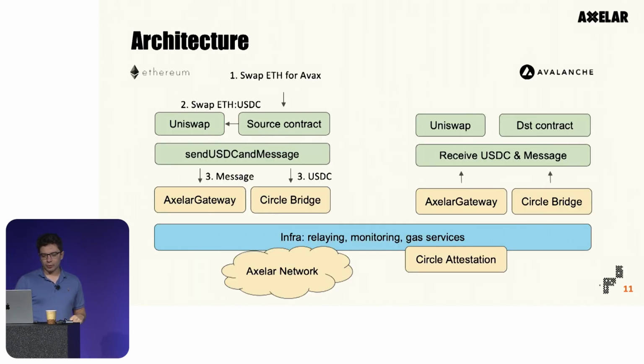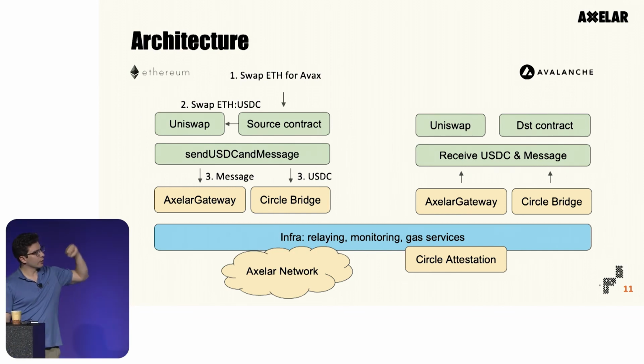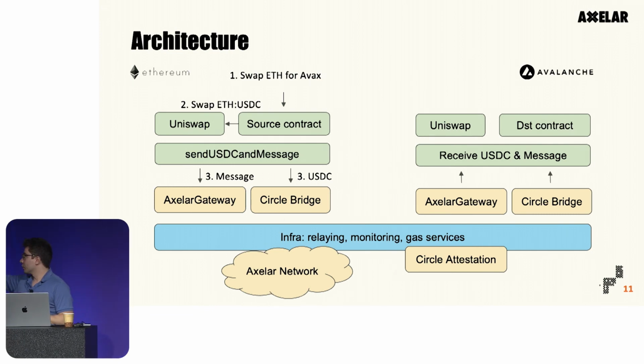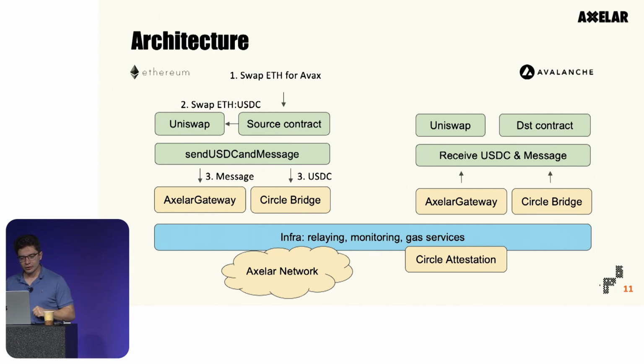Taking it one step deeper, this is what the flow actually looks like. If we start from the left and go top to bottom, the user starts with an intent. An intent is, I want to swap ETH for AVAX. You have a contract on the source chain that would first do a swap of ETH to USDC, right? So you probably have some type of a pool of ETH USDC. You can swap it through Uniswap or any other DEX.